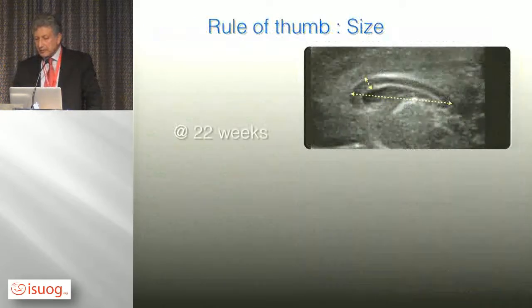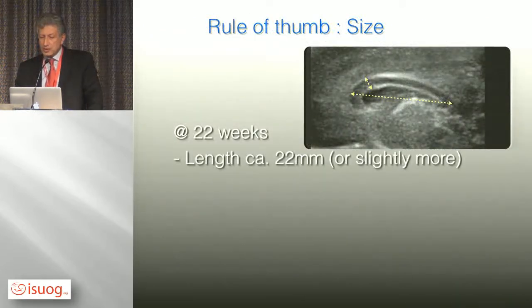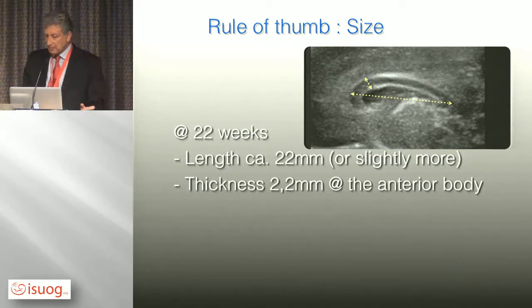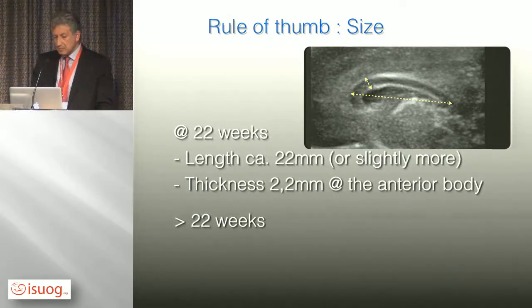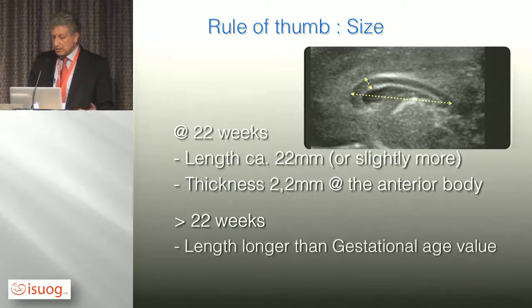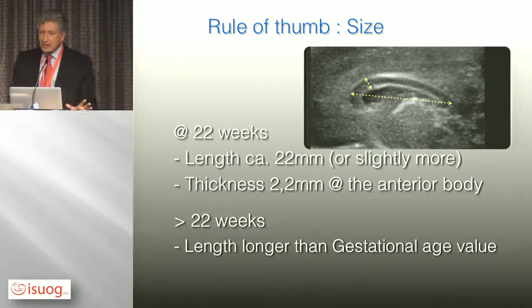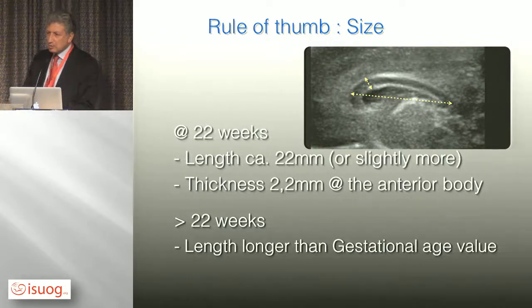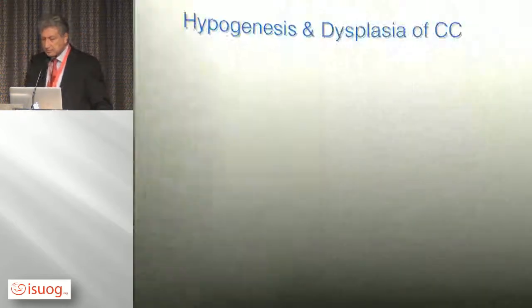Roughly speaking, you should know that at 22 weeks we have a length of 22 millimeters and a thickness of 2.2 millimeters, and this is the normality. And as Benoit said before, after 22 weeks the length is in general longer than the gestational age. Don't start doing diagnosis at 19 weeks because it's really not reliable, and don't overestimate a value which is 0.1 millimeter less than the norm. There is no data saying that there is a correlation between these borderline sizes and abnormality.